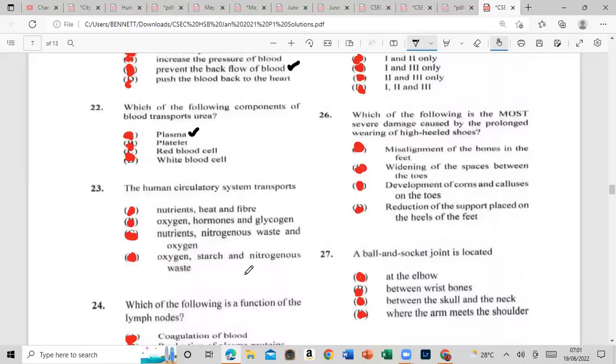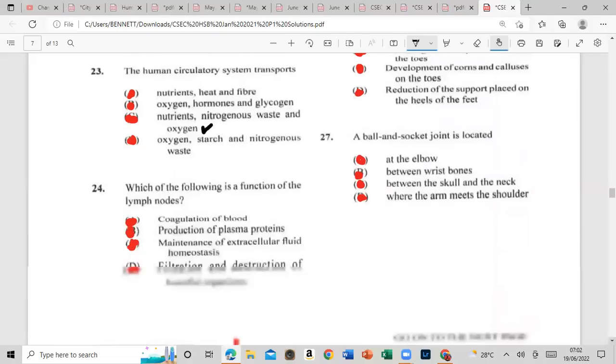The human circulatory system transports A, nutrients, heat, fiber. B, oxygen, hormones, glycogen. C, nutrients, nitrogenous waste, and oxygen. D, oxygen, starch, nitrogenous waste. And that is C, nutrients, nitrogenous waste, and oxygen.